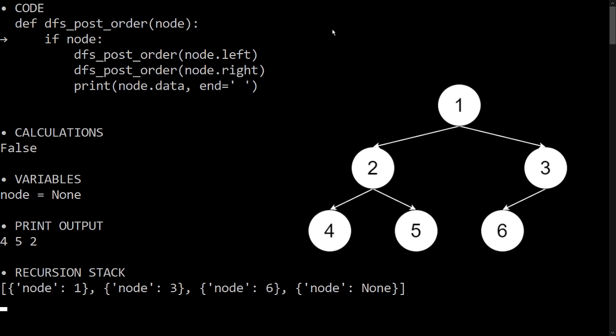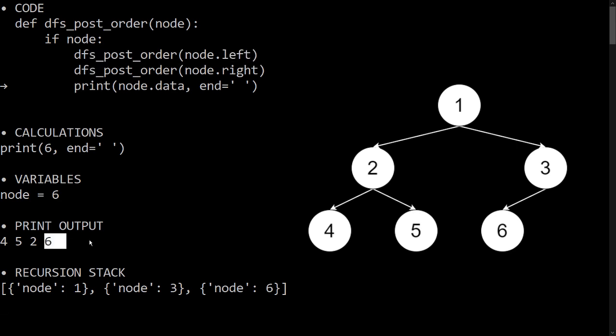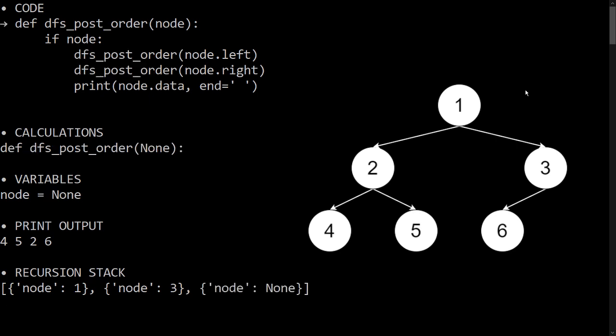The if condition becomes false, and it returns back to its caller. For node 6, node.right will be called, that is also none. So the if condition becomes false again, and it will return back to its caller. So for node 6, these two lines have been processed, so it will print its data over here, and it will return back to its caller. For node 3, the left subtree has been processed, so it will call its right subtree, that is none. So the if condition becomes false, and it will return back.